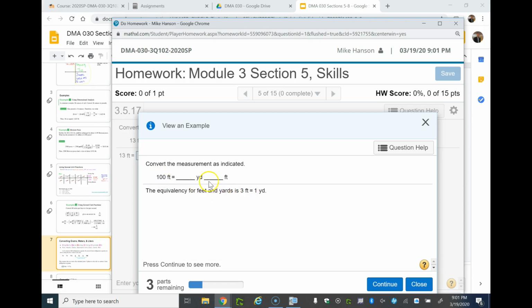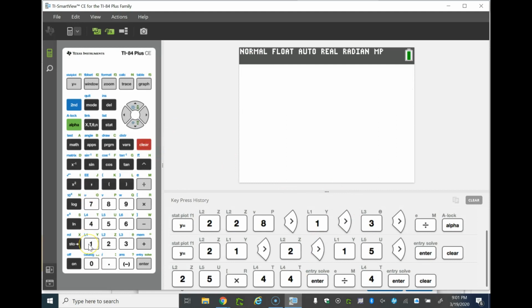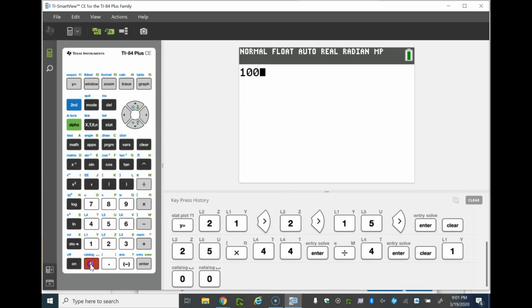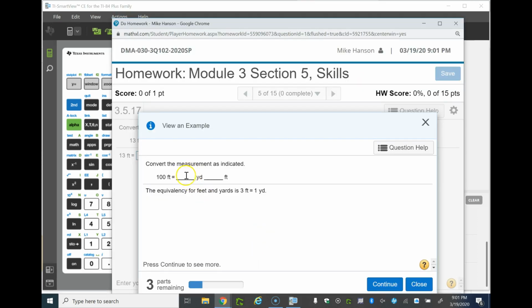Where did the 3 come from? The relationship between these two. In 1 yard, there are 3 feet. So I'm going to use my calculator to help you see what's going on with this problem. And it's best to do all those steps in the calculator. So if I divide it, I get 33. 33 is actually going to be the first part of my answer in the first box.